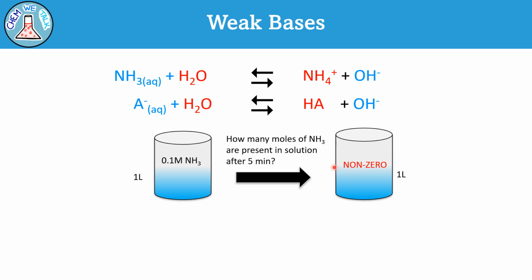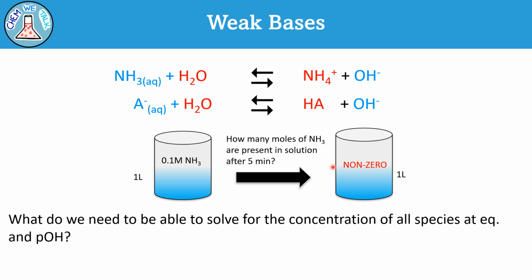But the question is, can you calculate how much NH3 will be present or how much OH minus will be produced? So what do we need to do to solve for the concentration of all the species in equilibrium and also solve for pOH and pH? And the answer is, for any weak species, we need to do an ICE table, and because we're dealing with bases, we will need to use Kb.